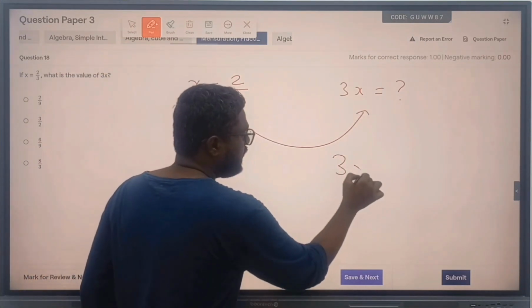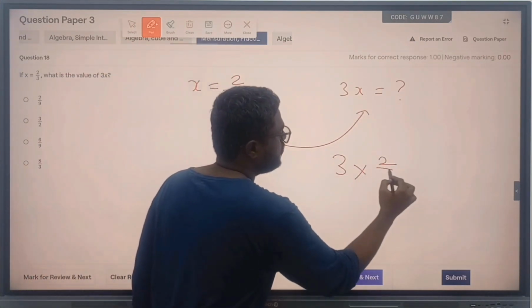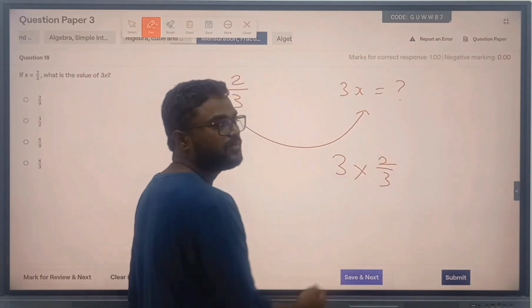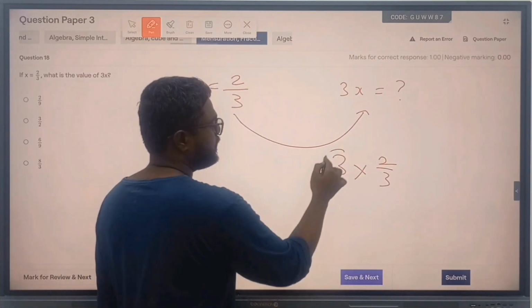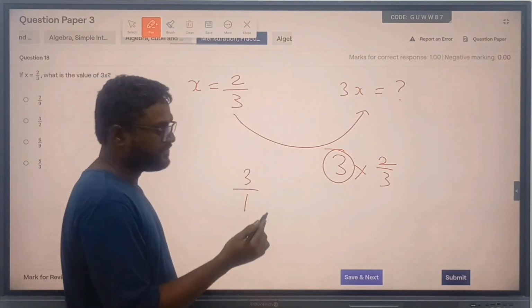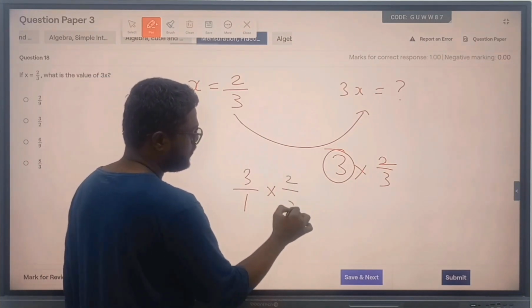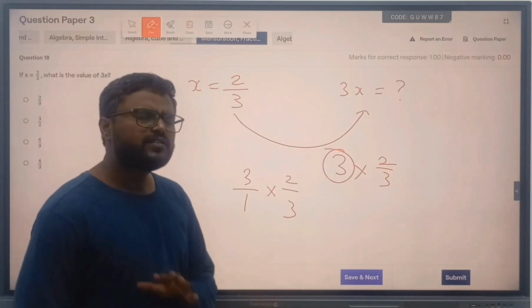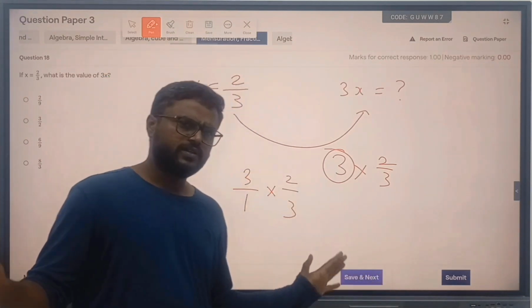What will I do now? 3 times 2 over 3. So 3 times 2 over 3. I'll just convert this whole number into a fraction, like 3 over 1, multiplied with 2 over 3. Now, multiplying fractions is the easiest thing to do, guys.